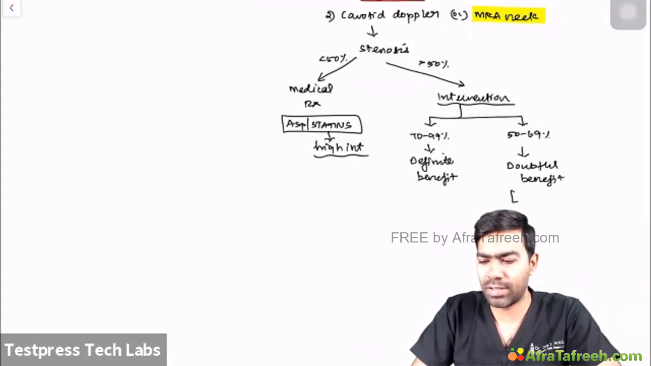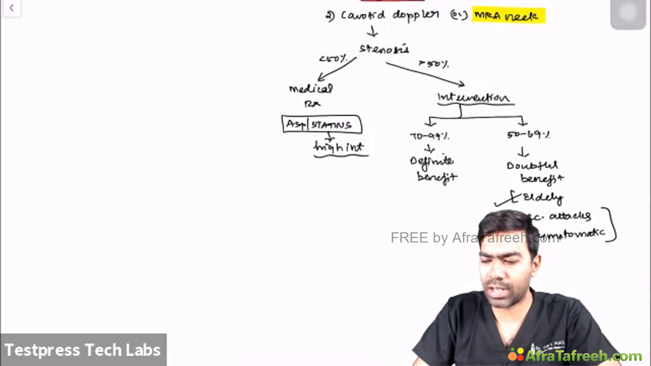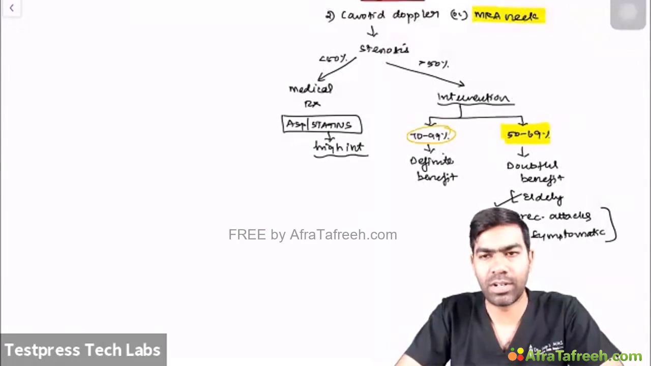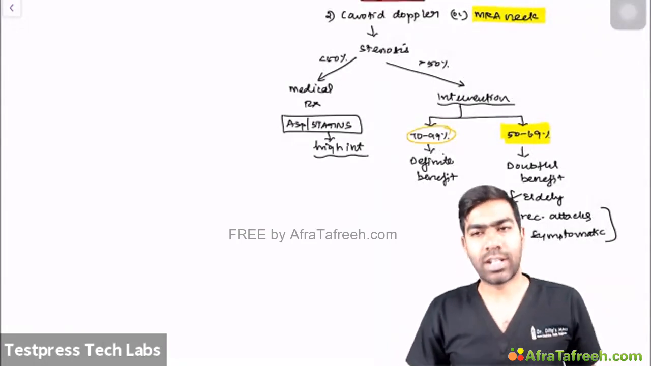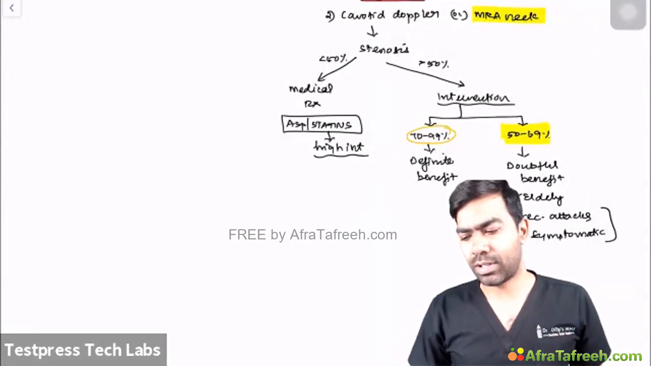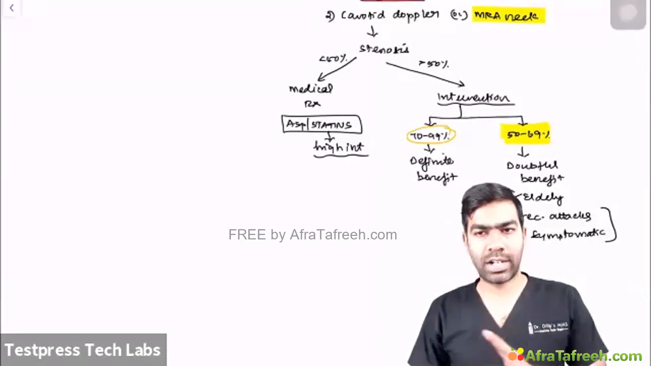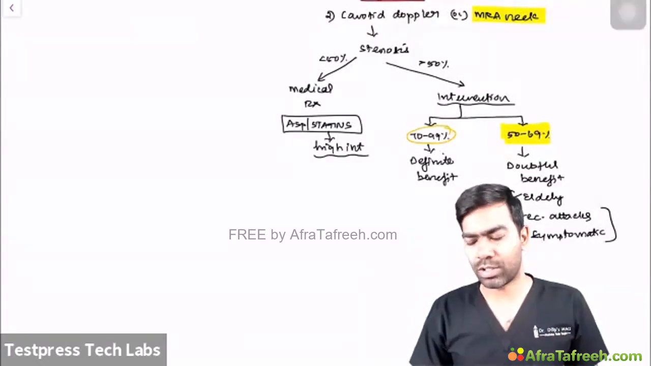Especially very elderly patients with recurrent attacks of TIA, who are highly symptomatic during the attacks, may get benefit with a stenosis of 50 to 69% itself, but whenever it is more than 70%, it is a definite benefit. Usually 100% or less than 50% will not get any benefit. 70 to 99 definite benefit, 50 to 69 doubtful. A certain group of patients will get some benefit from intervention.